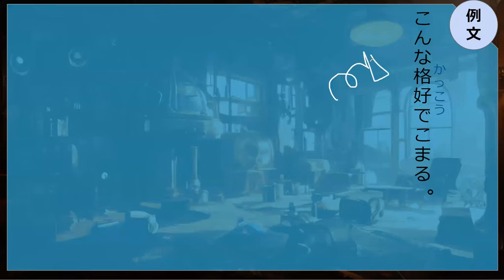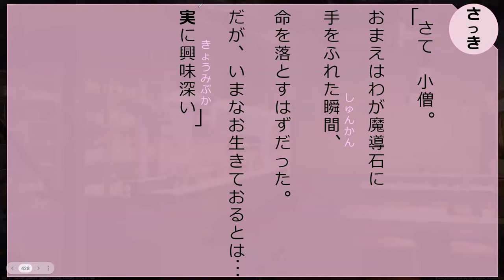Can you read this for me? Konna kakko de komaru. I'm troubled by that outfit. Perfect. With such an outfit, I am troubled.